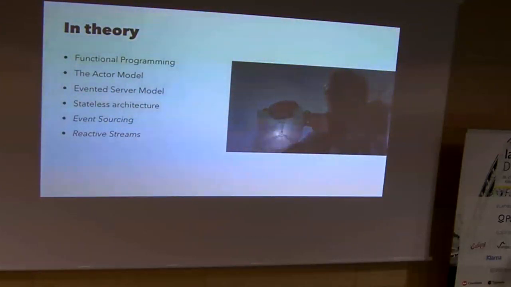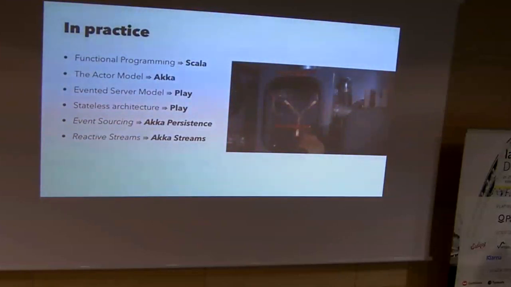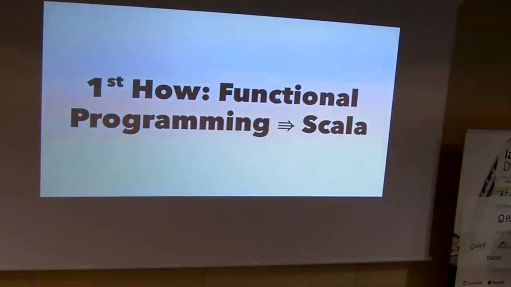And so what I want to do in this part is link these concepts and use technology as an example of how they can be achieved. For functional programming, I will talk a bit about Scala. The actor model is going to be with Akka. The evented server and stateless architecture is with the Play framework. Then event sourcing: there is a sub-project of Akka, Akka persistence. I'm writing a system with it right now. It's really nice. And Akka streams is an implementation of reactive streams. Yeah, so let's get started with functional programming.